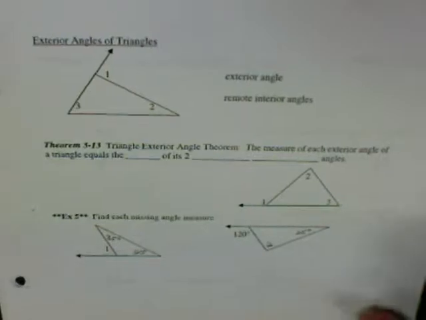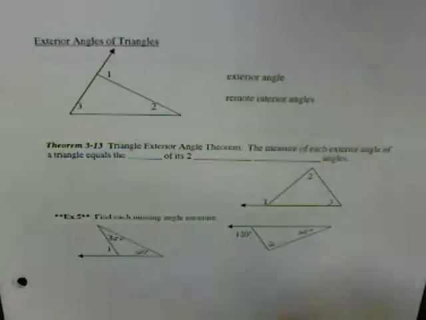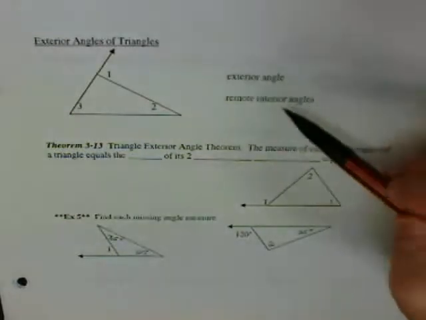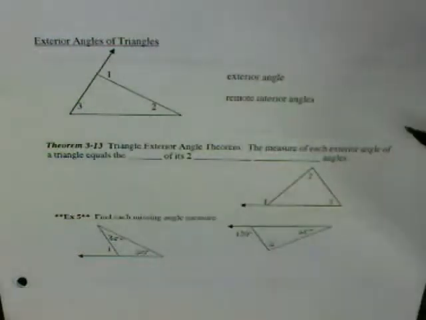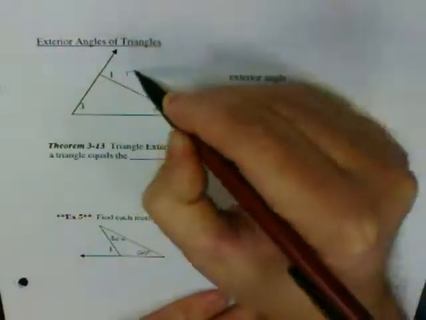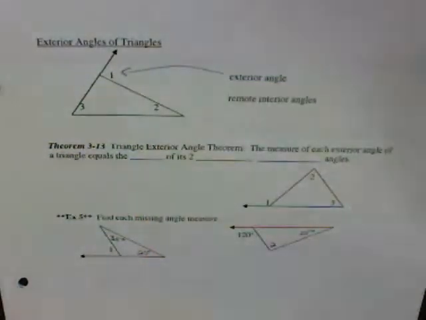Moving on here, we got exterior angles, right? So this is probably a new idea. An exterior angle, you might guess, is going to be on the outside of the triangle. So out of 1, 2, and 3, angle 1 is our exterior angle. So we're just going to draw an arrow to it and point to it.